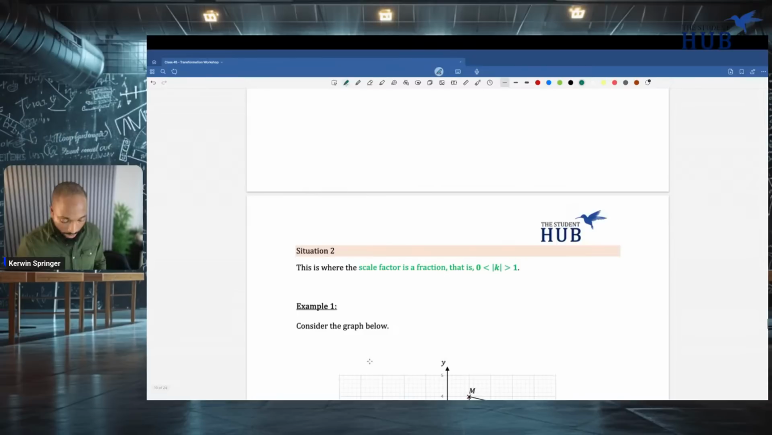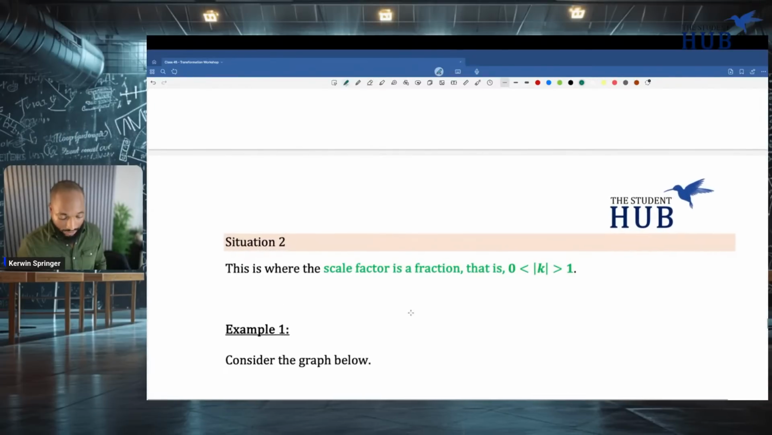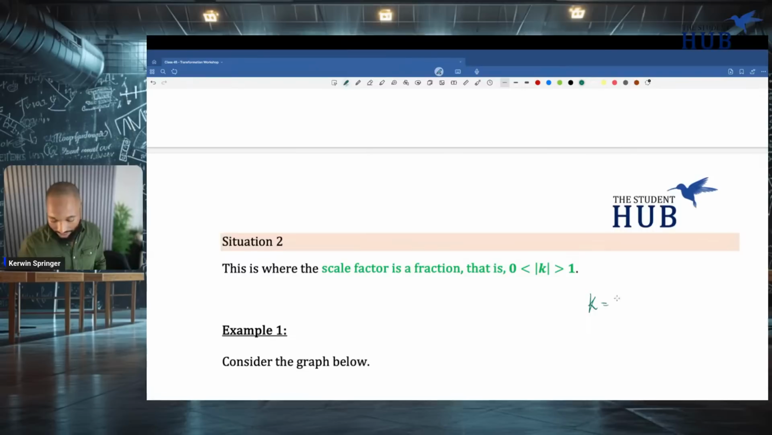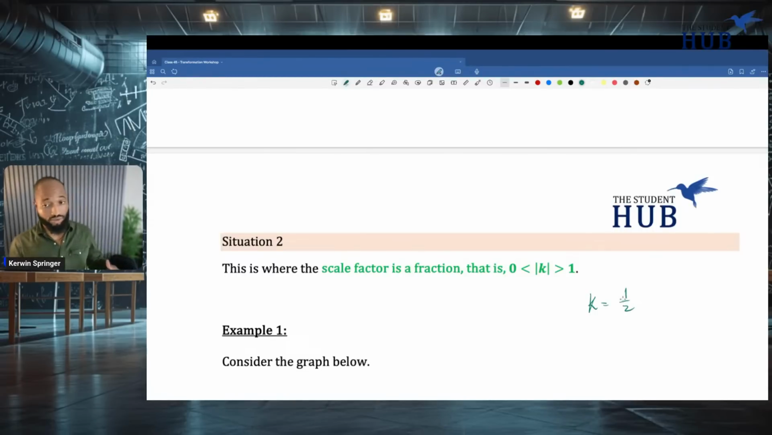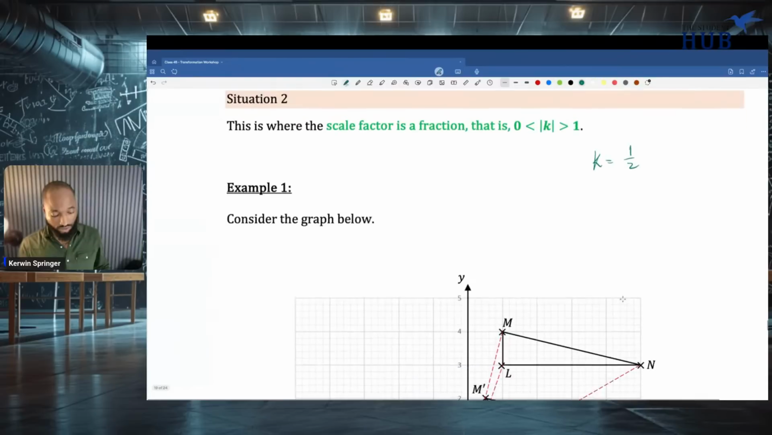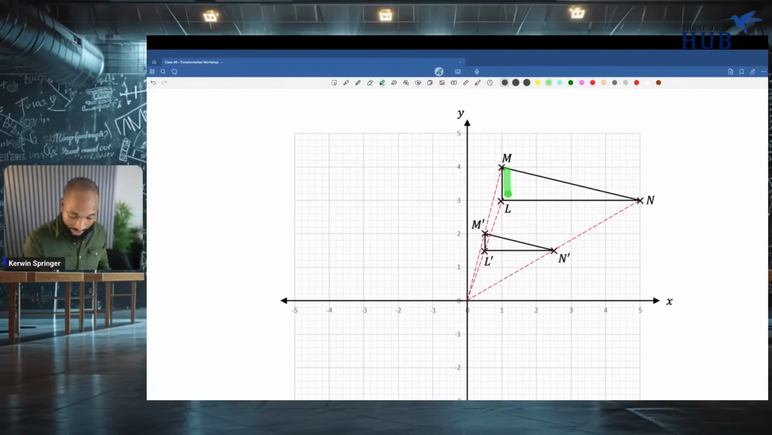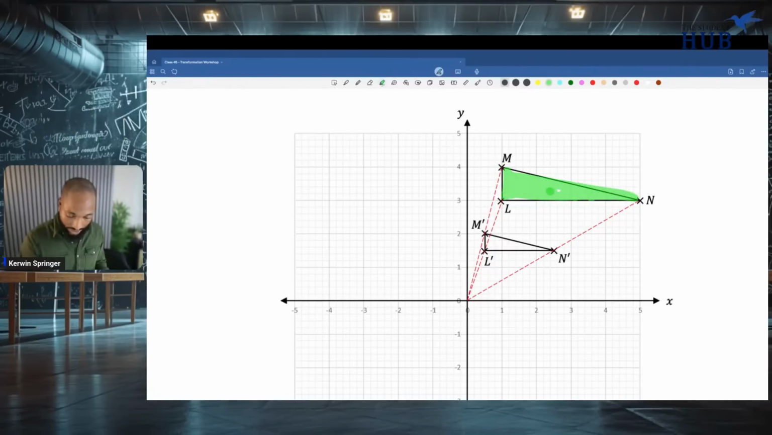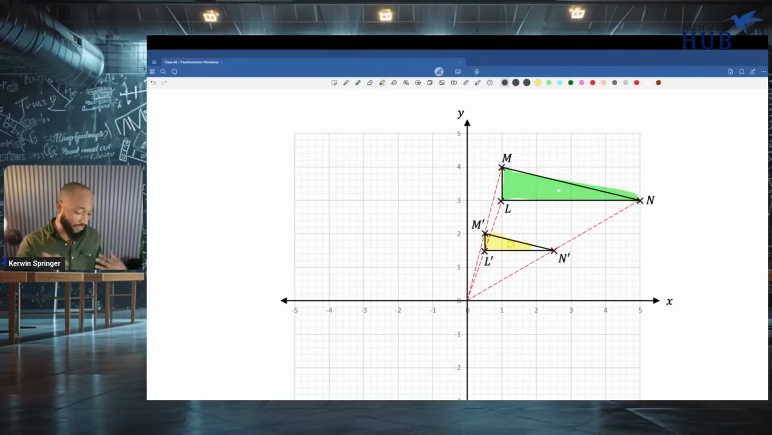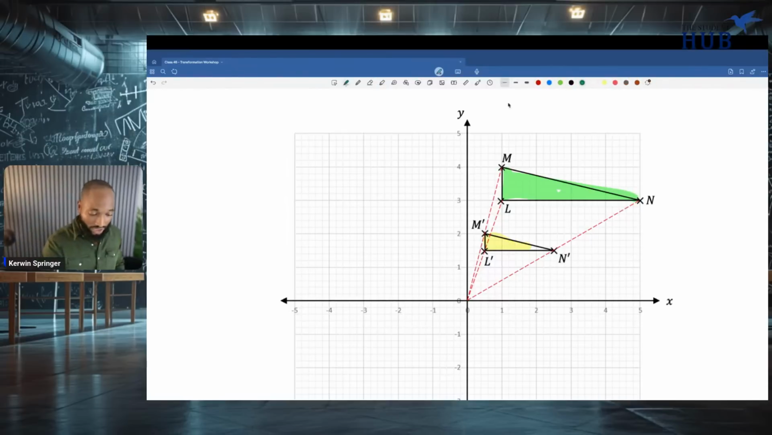This is what happens when the scale factor is a fraction. Like the scale factor could be a half. That means it's a reduction. The object is here. Can you see that the image is actually over here? The image is smaller than the object. It feels like an enlargement, but it's a reduction because you actually started with this one.